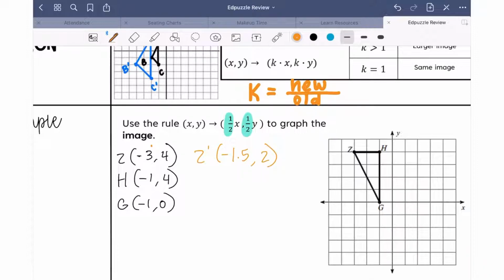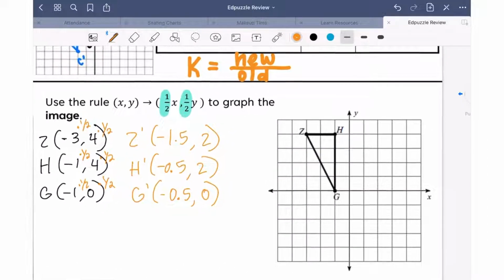So what I'm doing here is I'm multiplying by a half for each one. All right, let's do H prime. Half of negative 1 is negative 0.5. Half of 4, we already know, is 2. And same here for G. Half of negative 1 is negative 0.5. And anything times 0 is 0, so that one stays the same. All right, those are my new points.